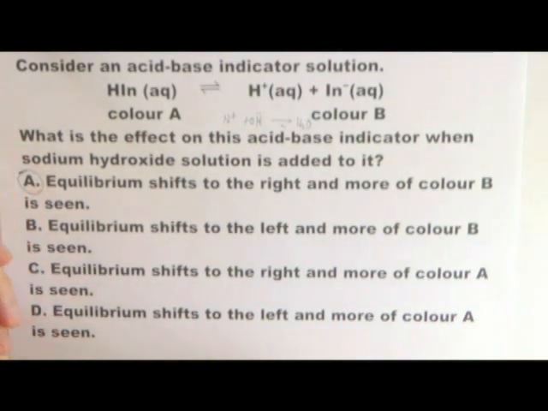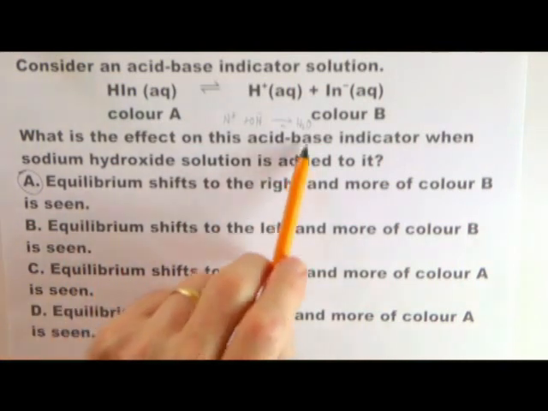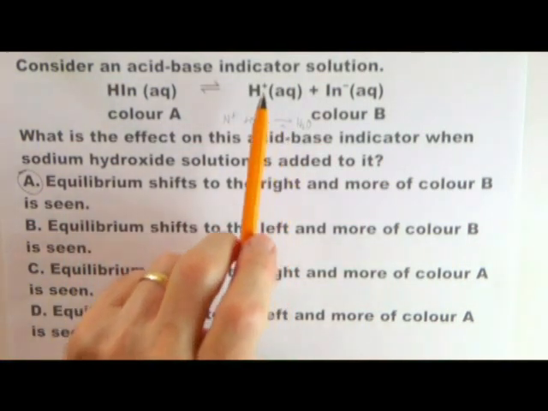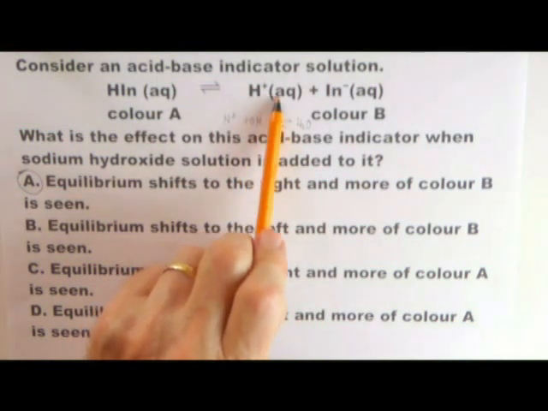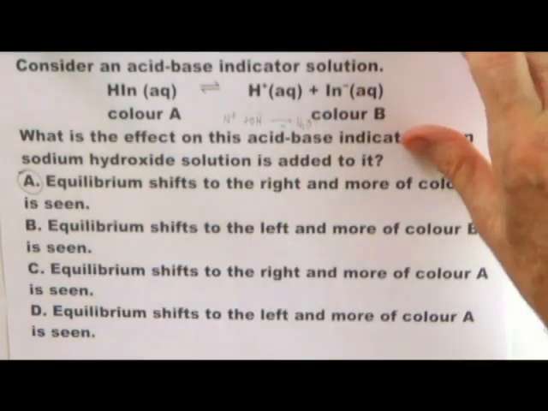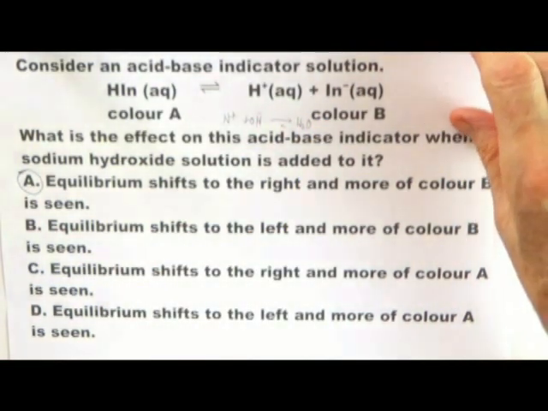Yes, that is the answer. Equilibrium shifts to the left, no, wrong. Equilibrium shifts to the right, more of colour A, no, that's wrong. Equilibrium shifts to the left, no. So the answer here: add sodium hydroxide solution, it absorbs the hydrogen ions, it's a sink for hydrogen ions, and pulls the equation in this direction, pulls the equation to the right.